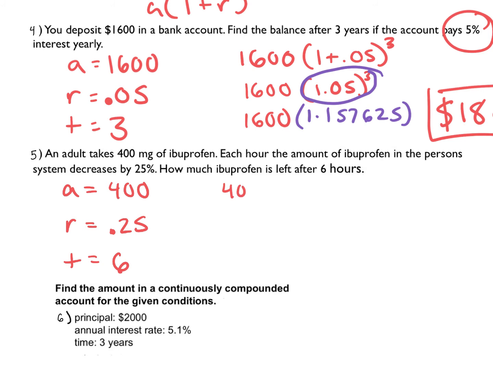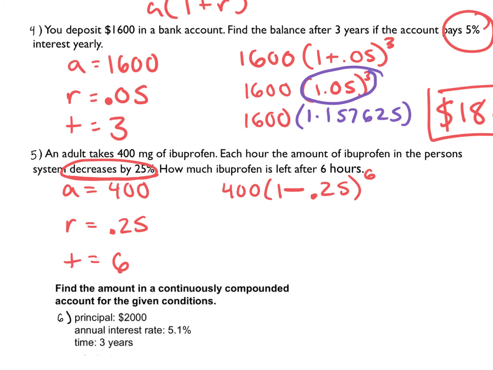So we have 400 times 1. What comes next? 1 minus. Awesome. It's minus because it says decreases. So since it's decreasing, we subtract. So 1 minus 0.25 to the power of 6.